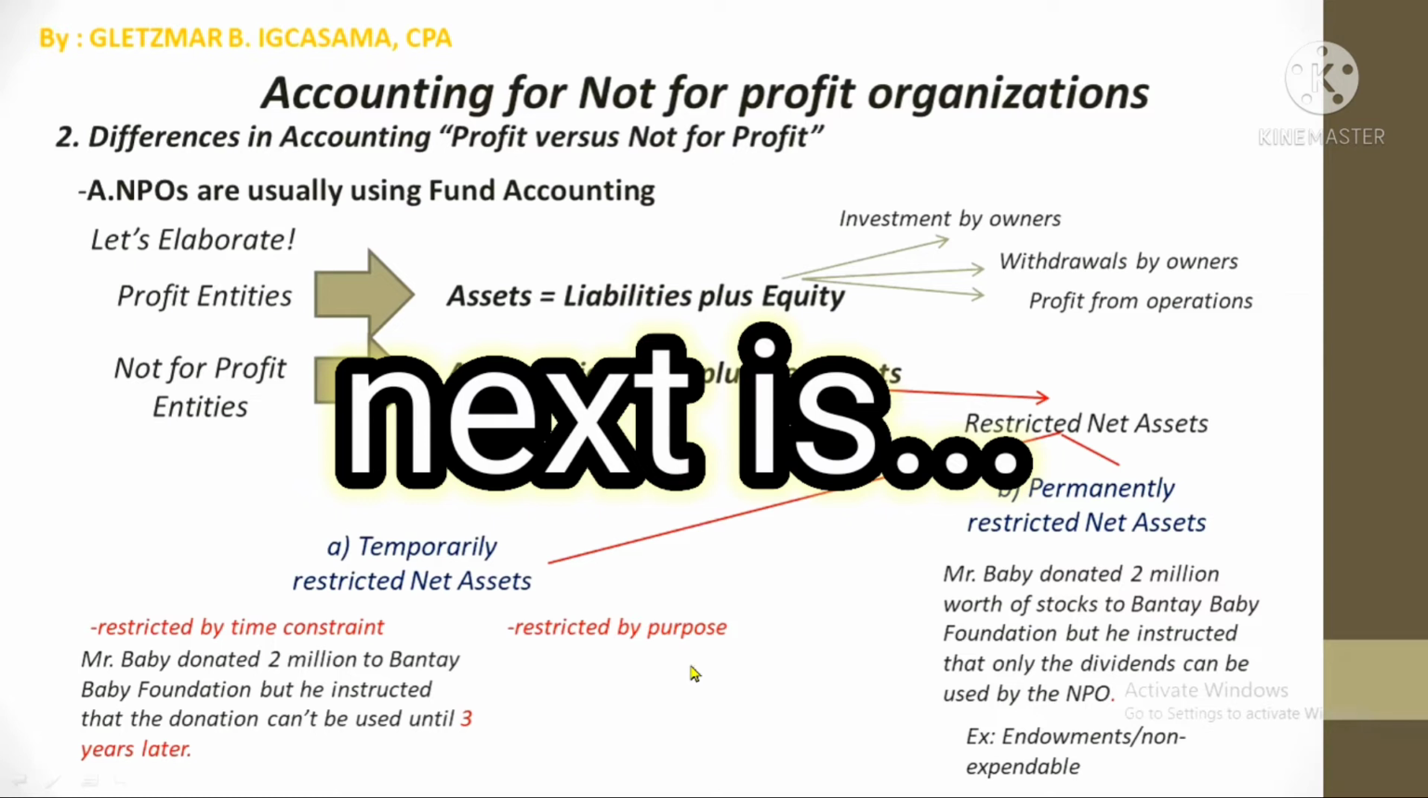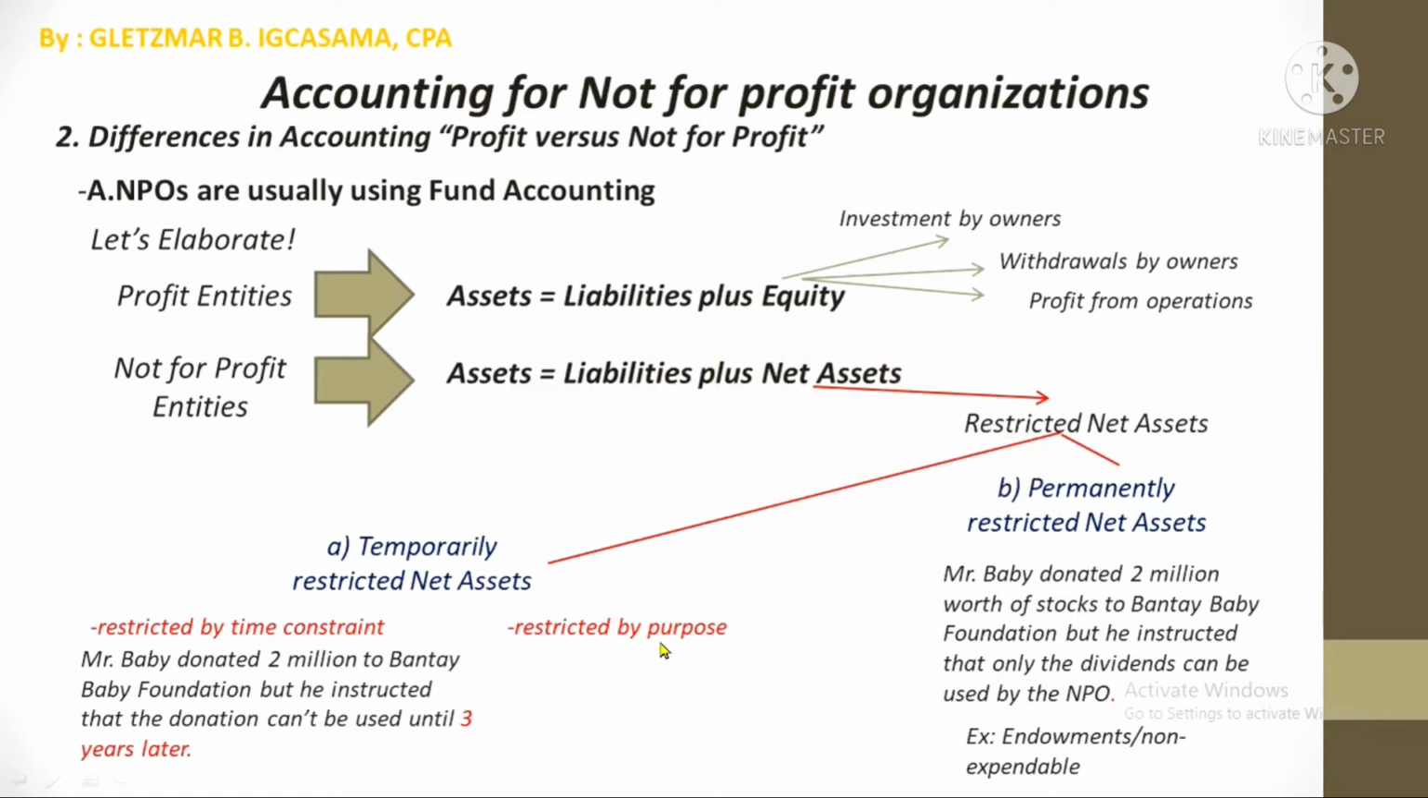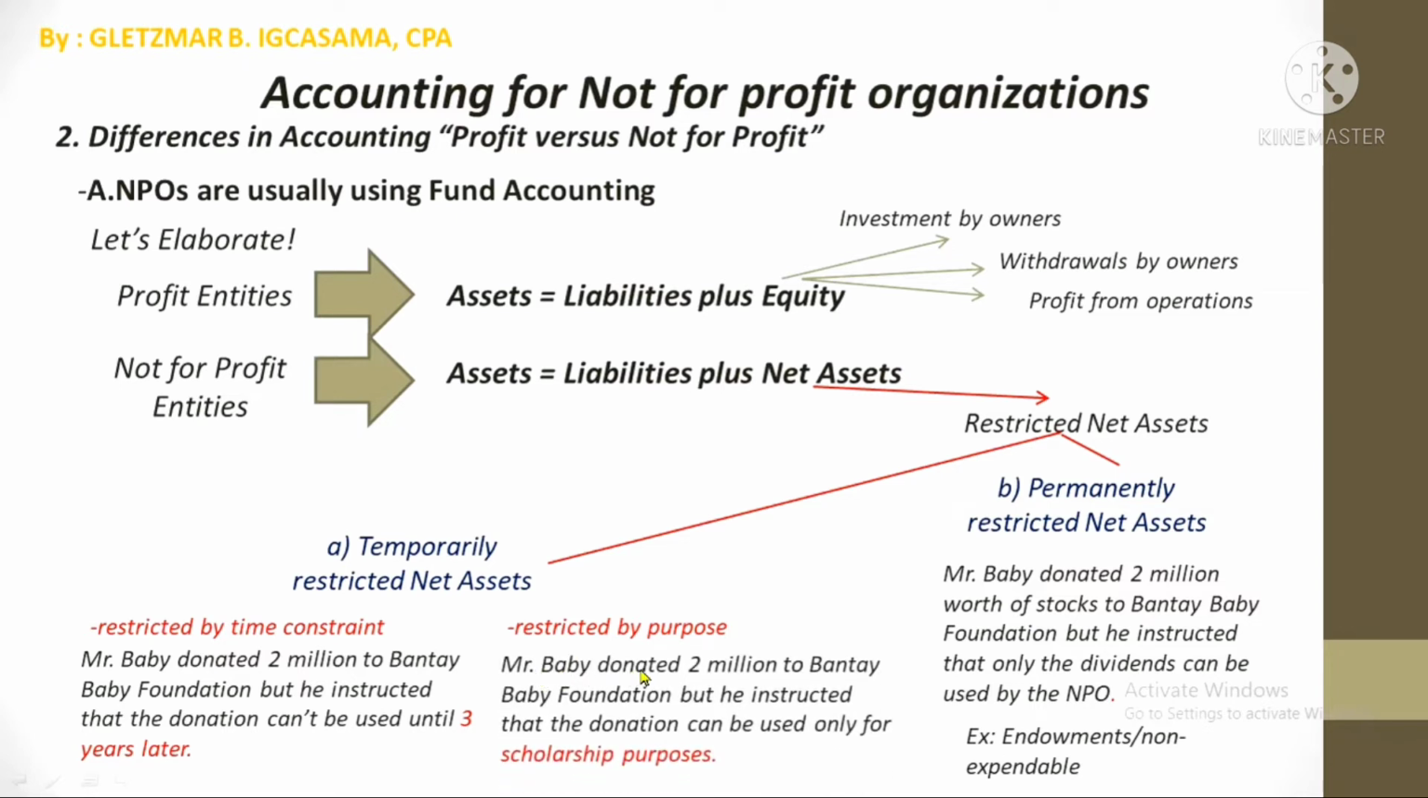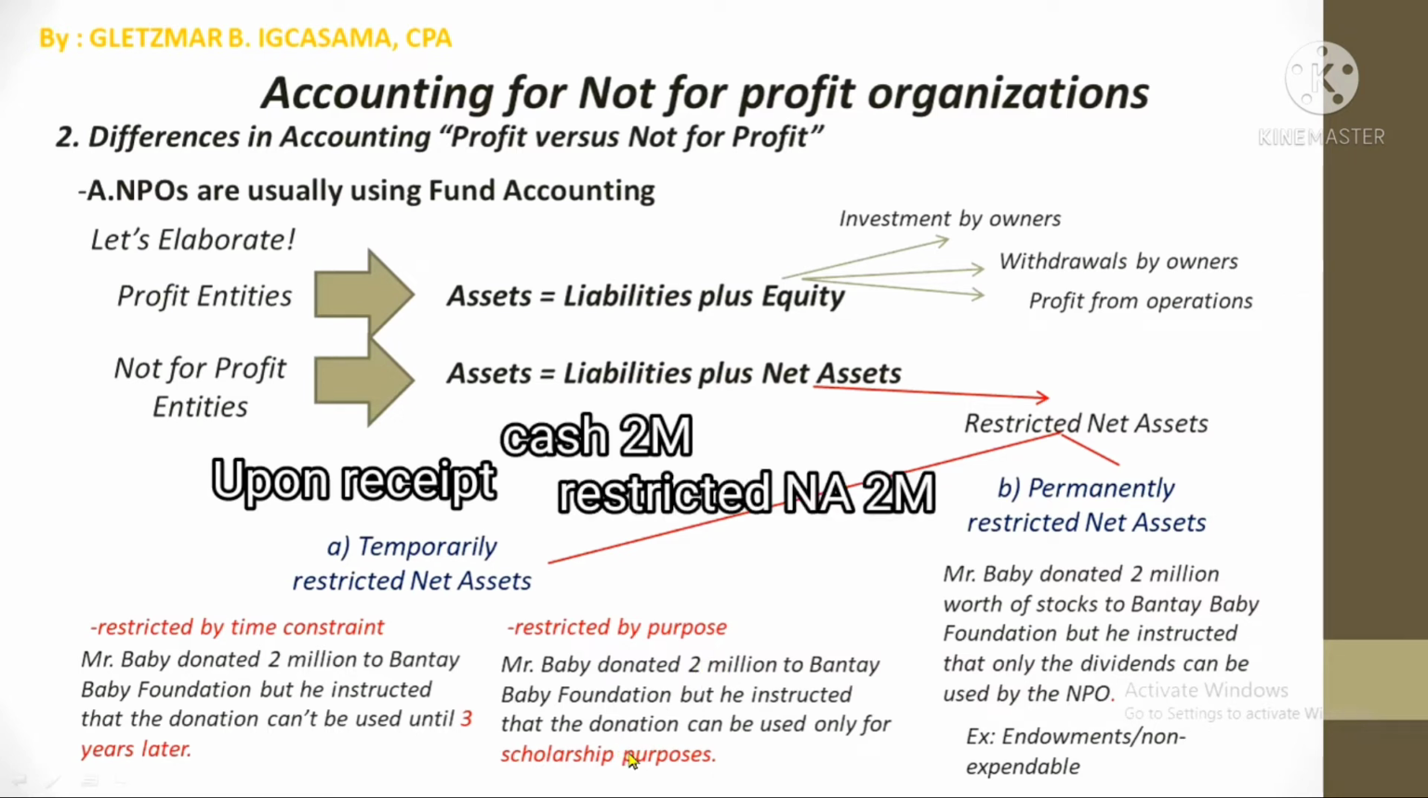We have net assets temporarily restricted by purpose. So we have our example here. Mr. Baby donated 2 million to Bantay Baby Foundation, but he instructed that the donation can only be used for scholarship purposes. So the NPO can only spend it for scholarship purposes, and that's the restriction. So if we are Bantay Baby Foundation, upon receipt of the 2 million, we have to debit it in cash, but credit it to restricted net assets.